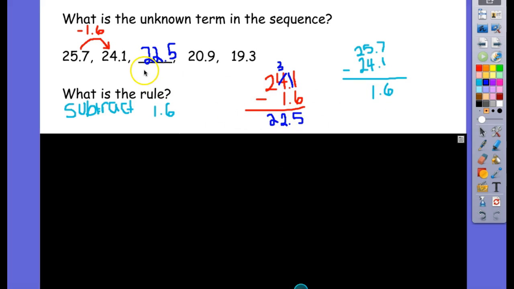So in order to subtract 1.6, that's going to get us 22.5. The way I was able to get that was I took this term right here and subtracted my rule, subtract 1.6. So I took away 1.6, I got 22.5, and that fits right into my sequence.